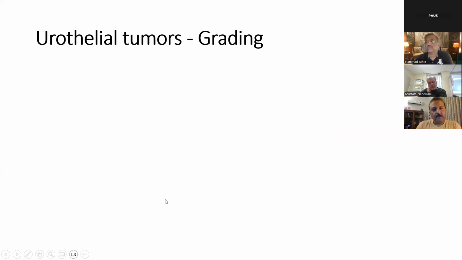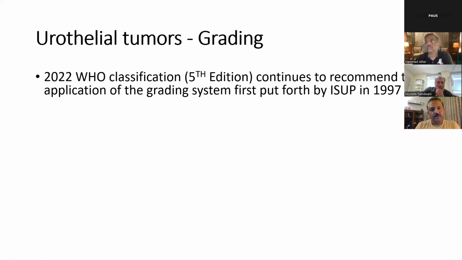Coming to the grading of urothelial cancer, the WHO 2022 classification still recommends the same grading system that was first given by ISUP, the International Society of Urological Pathology, in 1997.